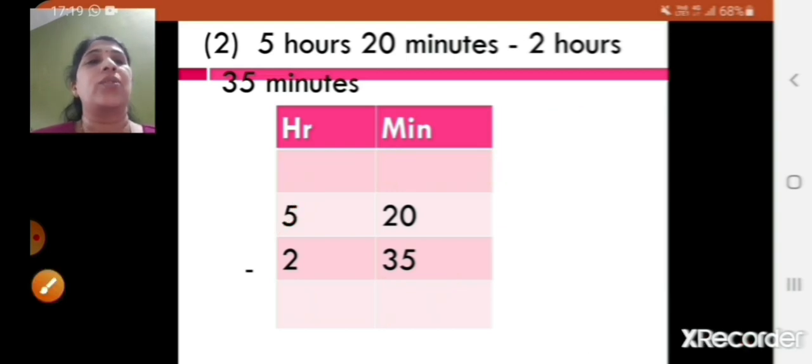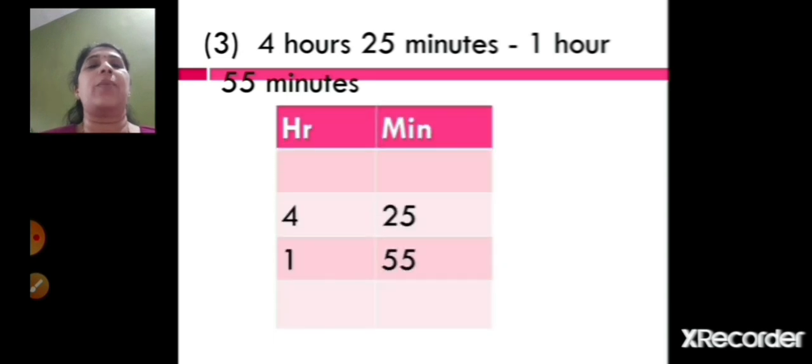So let's take the third one. 4 hours 25 minutes minus 1 hour 55 minutes. Again I have prepared the table as hour and minute. I have written 4 in the hours column and 25 in the minutes column. Then 1 hour 55 minutes: I have written 1 in the hours column and 55 in the minutes column. Now we'll carry out the subtraction.